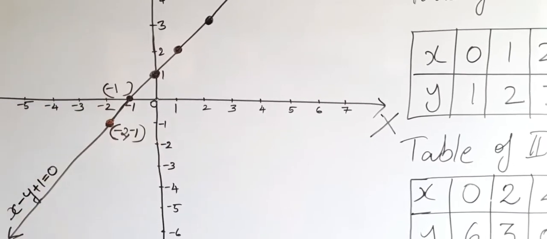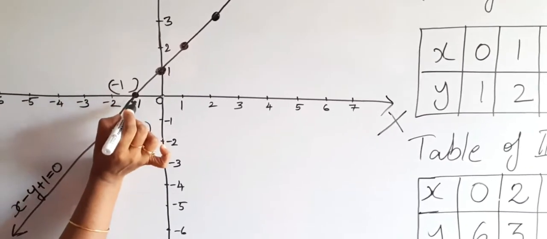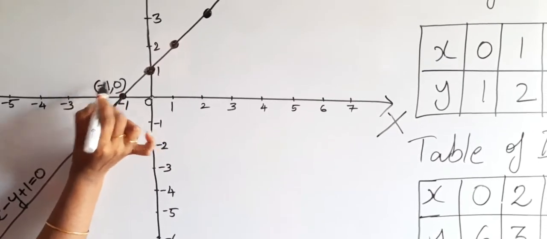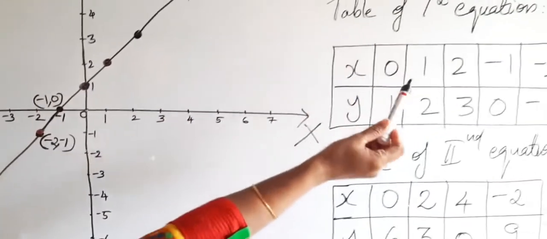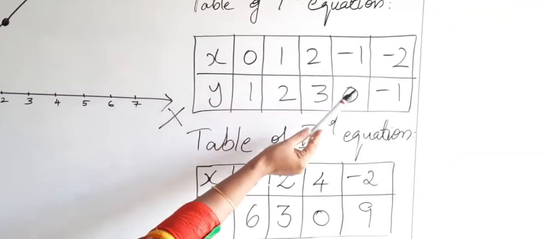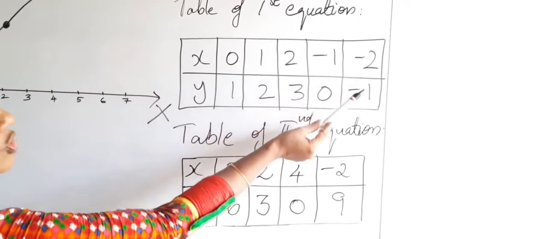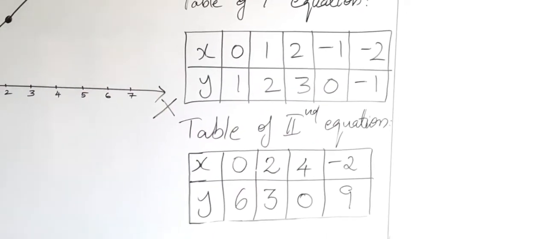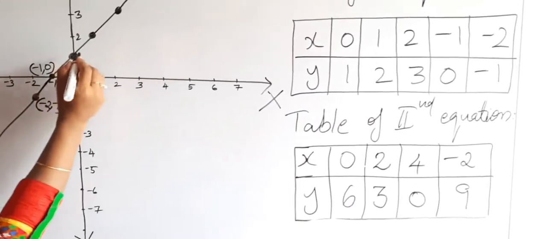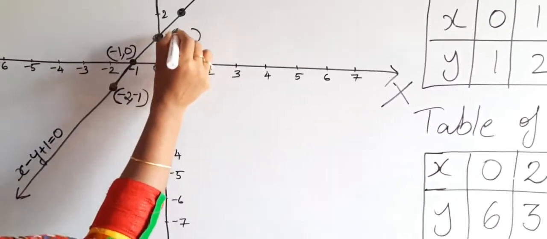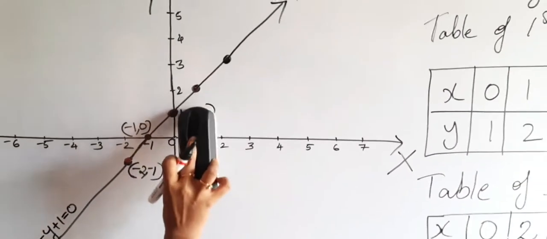And what is the y value when x equals minus 1? The y value is 0. You can also refer to the table. When x equals minus 1, y is 0. When x equals minus 2, y is minus 1. That's already written in the table. Next point, this one. You can write the ordered pair on the left side.